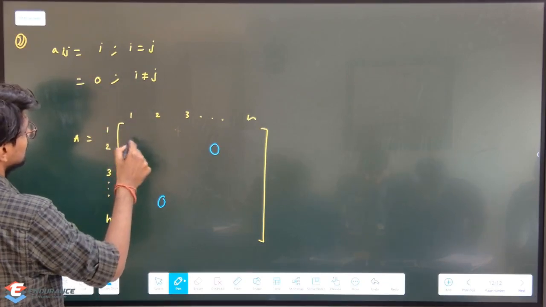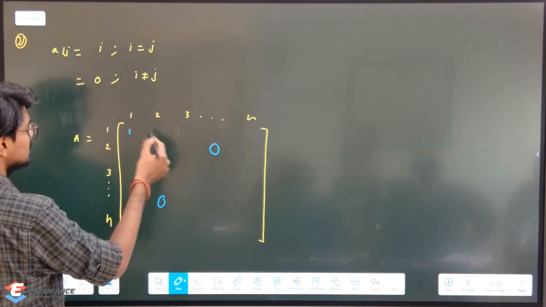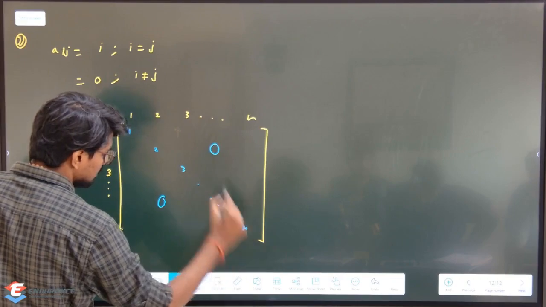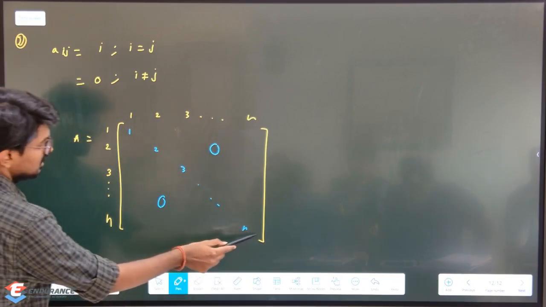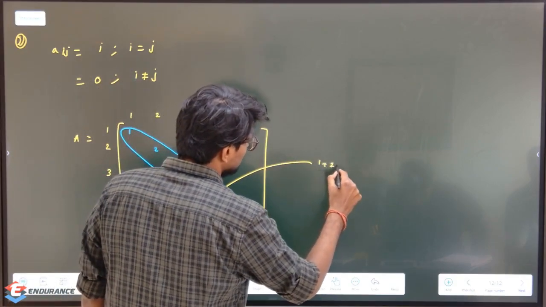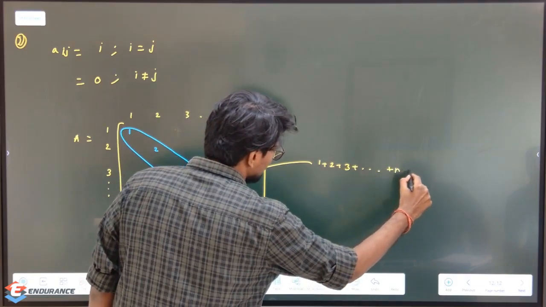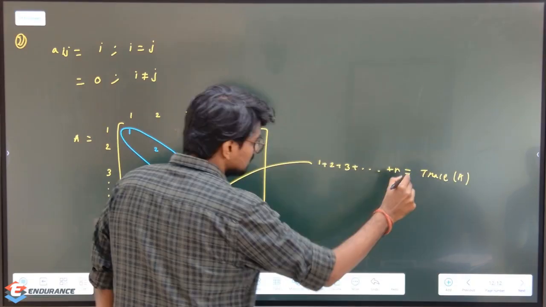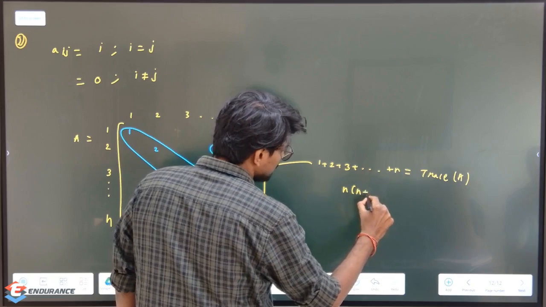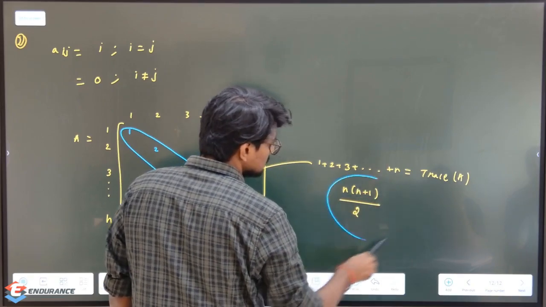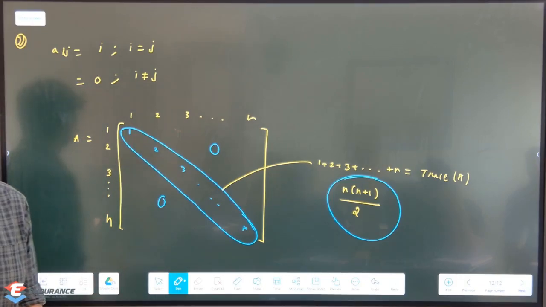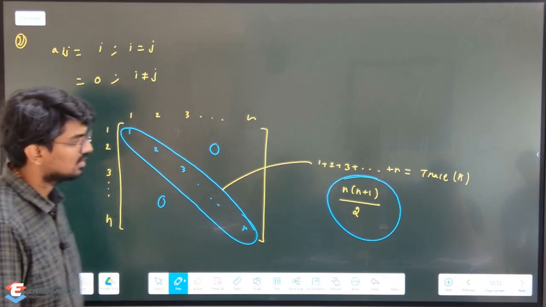So when i and j are same, the value is i itself. So 2 and 2, it is going to be 2, 3 and 3, it's going to be 3, etc. N and N, it's going to be n. And the trace is the sum of the leading diagonal elements, so just add them. 1 plus 2 plus 3 plus 4 until n, that is the trace of the matrix A. This is n into n plus 1 by 2, the sum of n natural numbers.